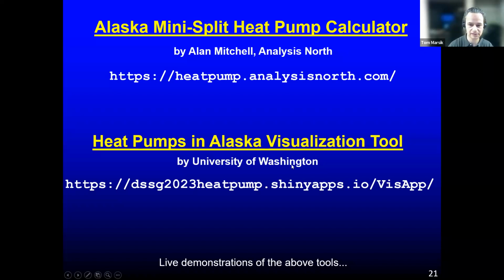Then the second tool I want to show you is a newly developed tool developed this year, the Heat Pumps in Alaska visualization tool developed by the University of Washington in collaboration with partners in Alaska. And it's actually partly based off of Alan Mitchell's tool, but translated into things like maps. So I'm going to show you how to use the tool briefly afterwards. Okay, so I'm going to stop sharing my screen here and go to a browser, and we'll get to play together with the heat pump calculator.